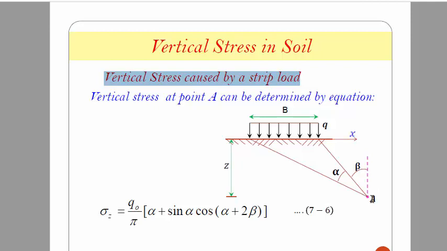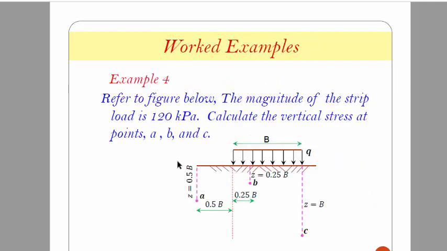Next is point A. This is not a starting or end point; you can take it from any side. This is the angle beta, alpha. Calculate this, q naught, and q is a surcharge, and alpha plus sine alpha cos alpha plus 2 beta; calculate the value and calculate the strip load. So this is a simple numerical. Magnitude of the strip load is 120, and calculate the vertical stress at A, B, C. Okay, so calculate the vertical stress at all points, and B is the width of the footing.